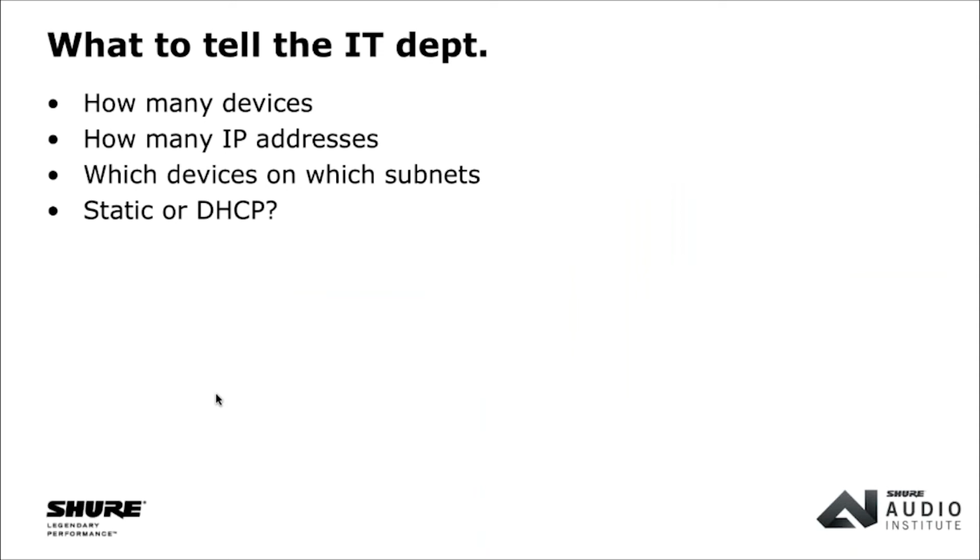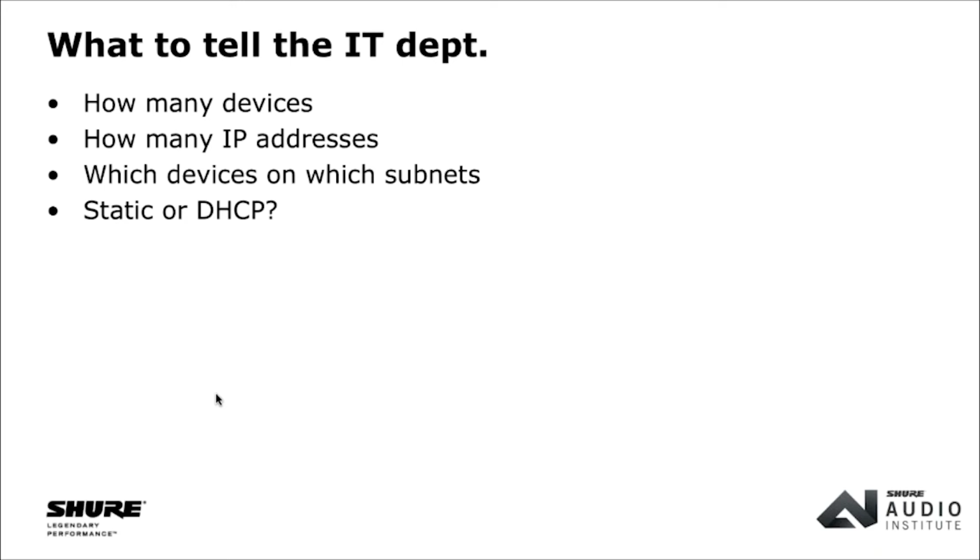So speaking of, what to tell the IT department. Here are the common things that you really need to think about when you're communicating with an IT department, when you're integrating onto a larger network. They're going to want to know how many physical devices you have. Separate from that, they're going to want to know how many IP addresses you need.